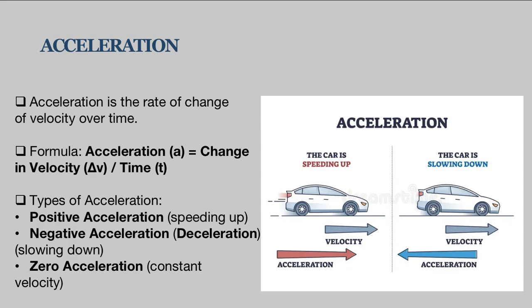Now, let's talk about acceleration. Acceleration is the rate at which velocity changes over time. The formula is acceleration equals change in velocity divided by time. Acceleration can be positive, meaning speeding up; negative, meaning slowing down, also called deceleration; or zero, meaning constant velocity. A good example is when you press the gas pedal in a car, it accelerates. When you apply the brakes, the car decelerates.